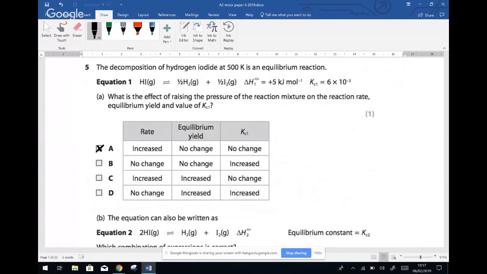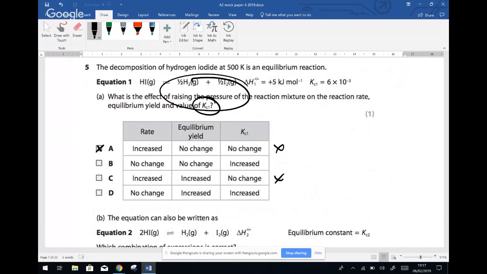Okay, what is the effect of the rising pressure on the reaction mixture and of the reaction on the rate of reaction, equilibrium, and the value of Kc? Well, guys, pressure, Kc, I don't think so. There's only one thing that can affect Kc, and that's temperature. We all know this. I mean, come on. So, Kc, no change. Just look for no change.